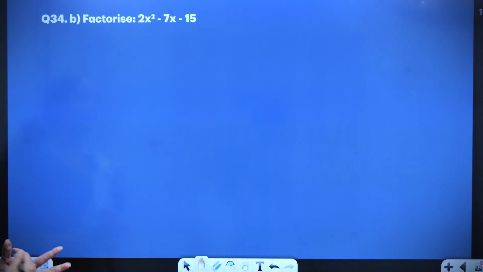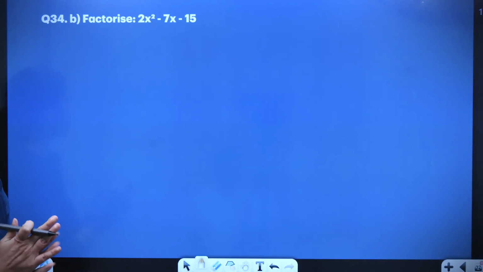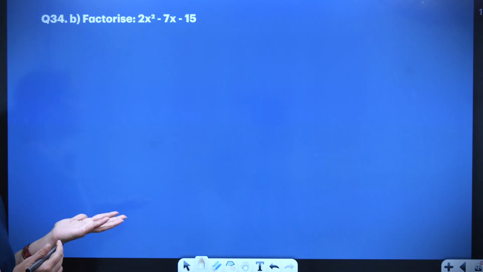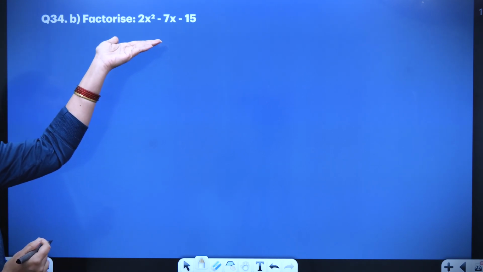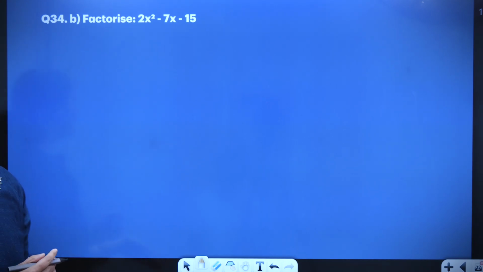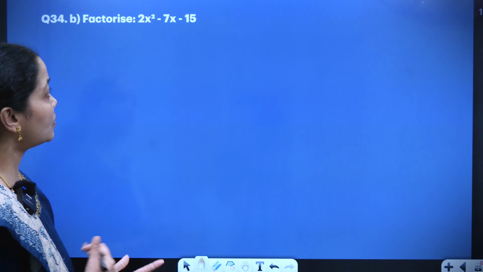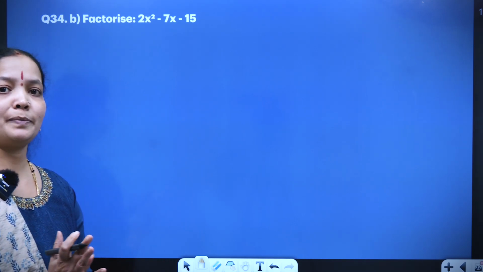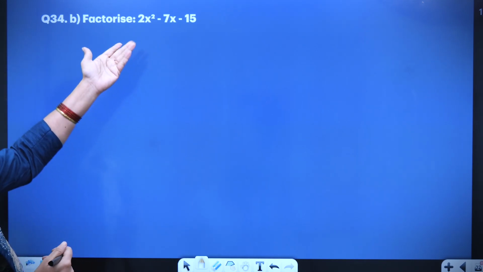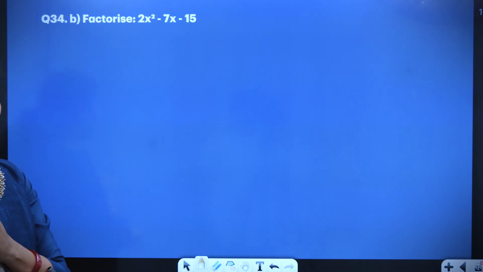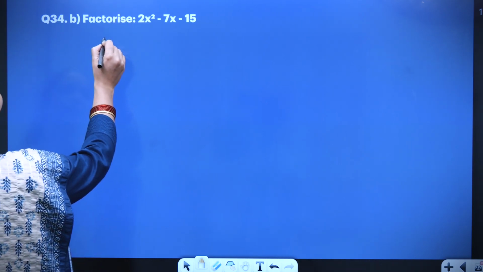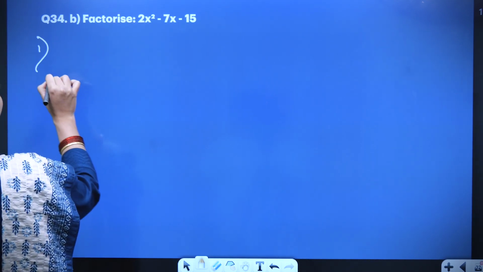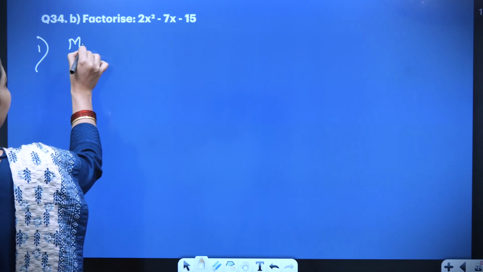The next question, the B part of the 34th question, is asking us to factorize. There are a number of ways. I have to check whether this fits the identity format of a plus b the whole square, a square minus b square, or I have to use splitting the middle term. In this, obviously the identities are not coming up, therefore I'll use splitting the middle term. In that, my first step is I have to multiply a and c.